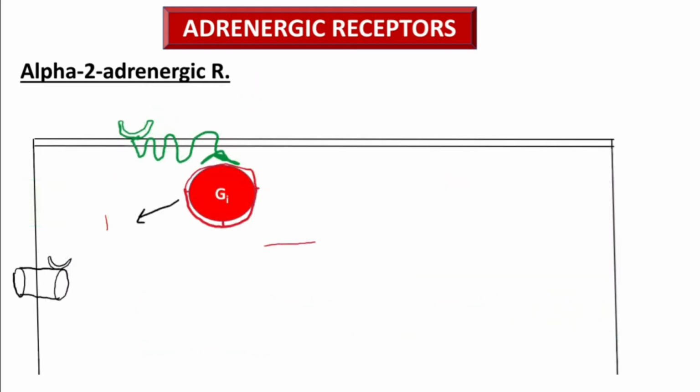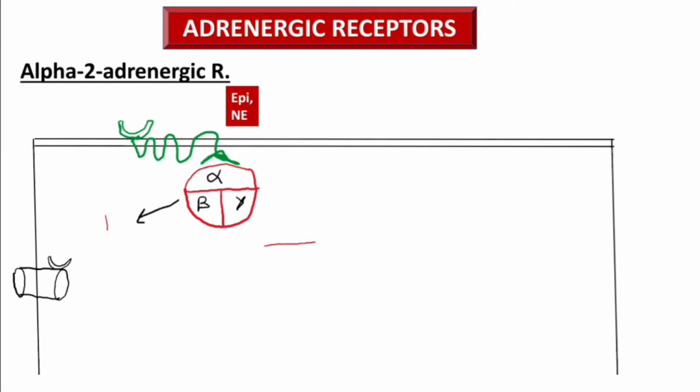Let's talk about the second receptor, the alpha 2 adrenergic receptor. I told you alpha 1 is Gq and alpha 2 is G inhibitory. You can see the G inhibitory protein here, attached to the 7-pass receptor. G inhibitory has 3 subunits: alpha, beta, and gamma. I'm sorry, in the previous video I said it's delta. No, it's gamma.